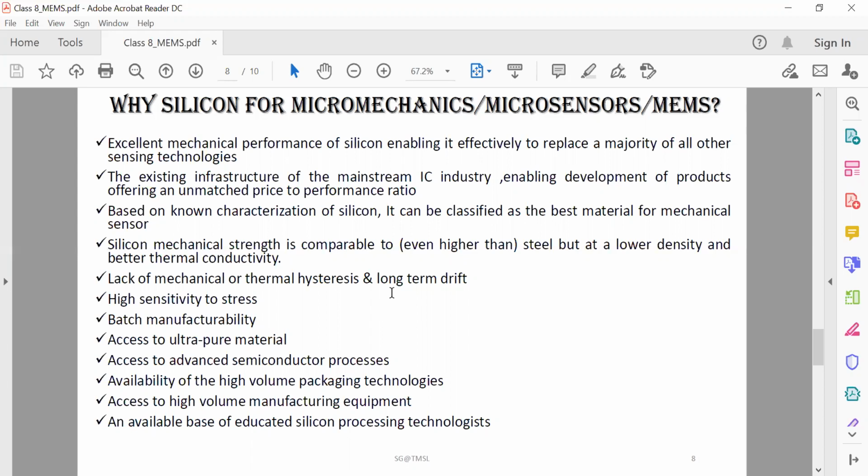Okay. Other point is high sensitivity to stress and the piezoresistive effect in silicon. It has a stress sensitivity orders of magnitude larger than that of the metal strain gauge, which enables fabrication of high output devices with simple electronics. Okay, so that means it is highly sensitive to stress because it has very good piezoresistive property. That means its resistance will change with the application of pressure.